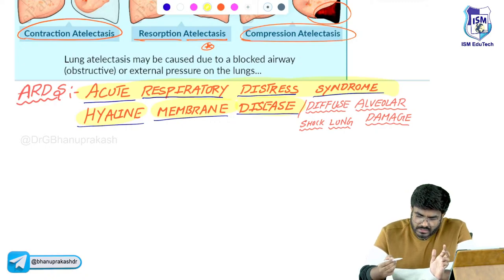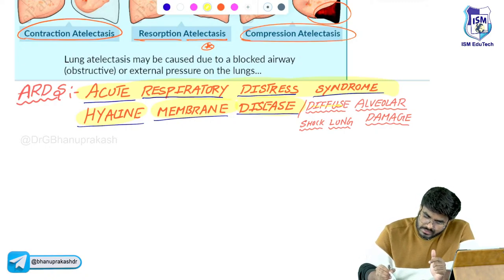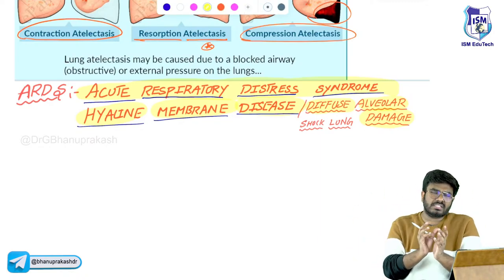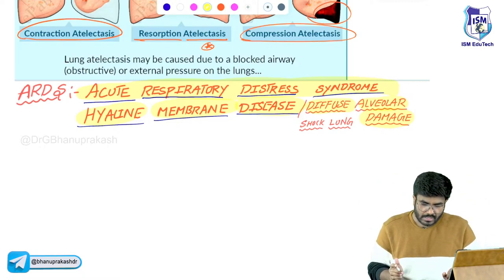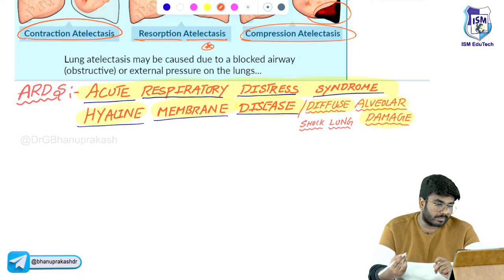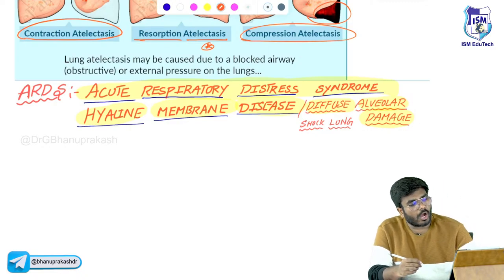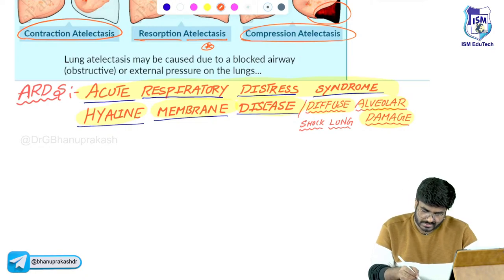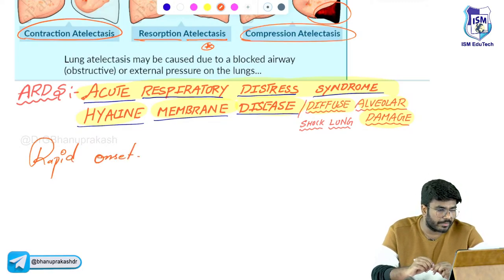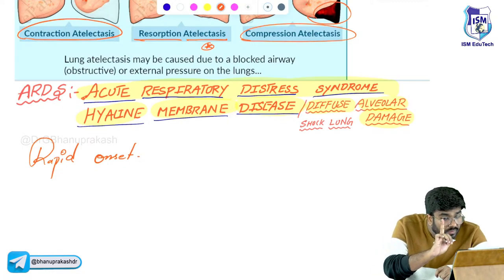Now, other terms. In this condition, what is happening, sir? There is diffuse alveolar damage. It is diffuse, not in just one single lobe or one single place. Now, let's write one by one the important points which you should know for your exams. It's a rapid onset. See, acute, right? So, rapid onset. Why it is rapid in onset, I will explain to you. What the causes are, I will explain to you. Rapid onset of widespread inflammation.